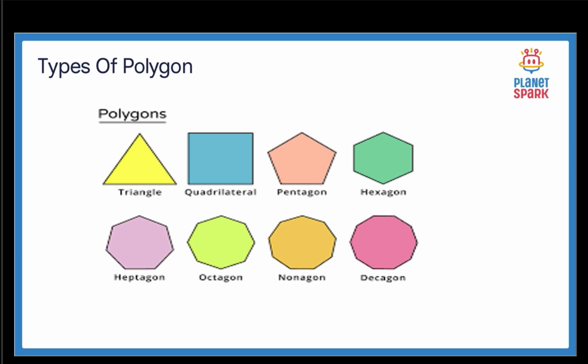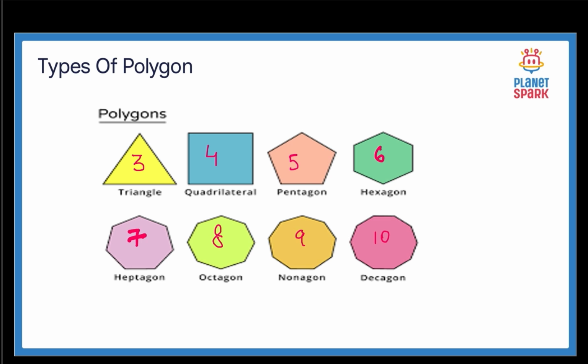Depending upon the number of sides, we name different types of polygon. A 3-sided polygon is called a triangle. 4-sided is quadrilateral. 5-sided polygon is known as pentagon. 6-sided polygon is known as hexagon. 7-sided polygon is known as heptagon. 8-sided polygon is known as octagon. 9-sided polygon is a nonagon. And 10-sided polygon is decagon. So based on the number of sides, we have named different polygons.